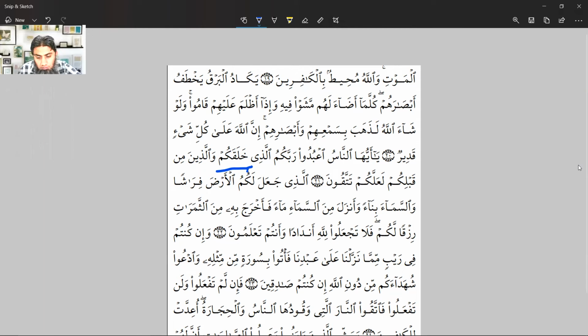Then we have raibin mimma, which means min plus ma. Excellent. Good job, brother. So min is jar. And ma means what actually? Excellent. So this ma will be ma of ism mawsul, because it means here what? And then nazzalna is fail madi.